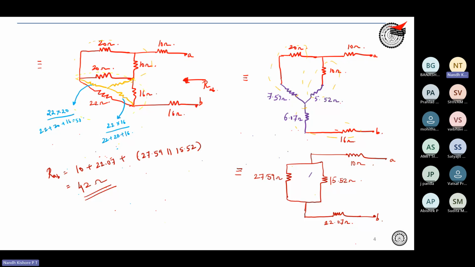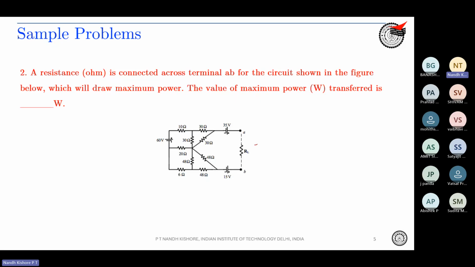Okay. So the next question is that the same curve is given. Now they are asking what is the value of the maximum power drawn. From the theorem of maximum power transfer, you will be knowing that some people would like to remember this formula directly: V Thevenin square divided by 4 into R Thevenin, right?